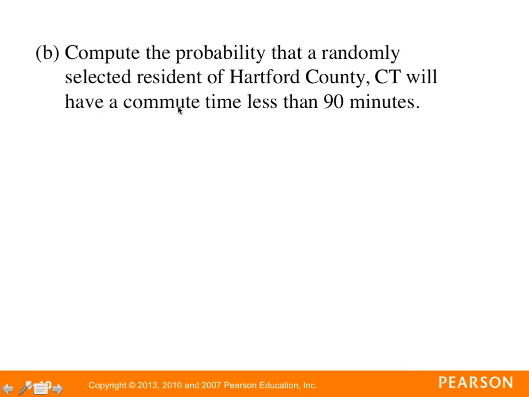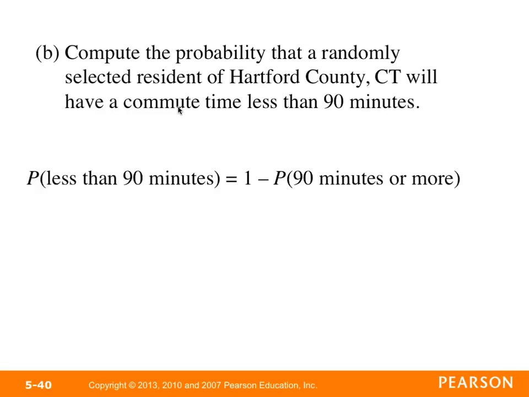Now we want to compute the probability that a randomly selected resident of Hartford County will have a commute time less than 90 minutes. Since we know the percent that have a commute time of 90 minutes or more, all we have to do is take 1 minus our previous answer. So we take 1 minus our 0.012, which is 0.988 or 98.8%.